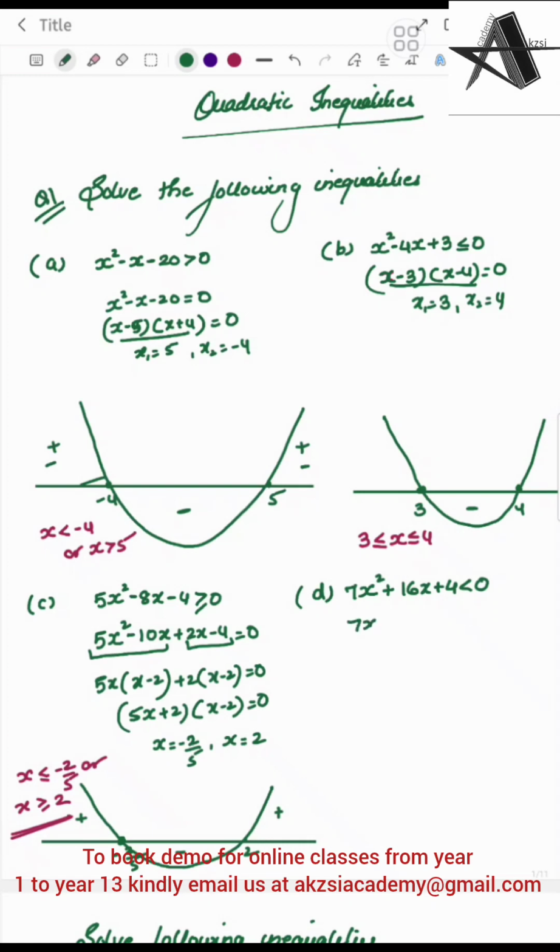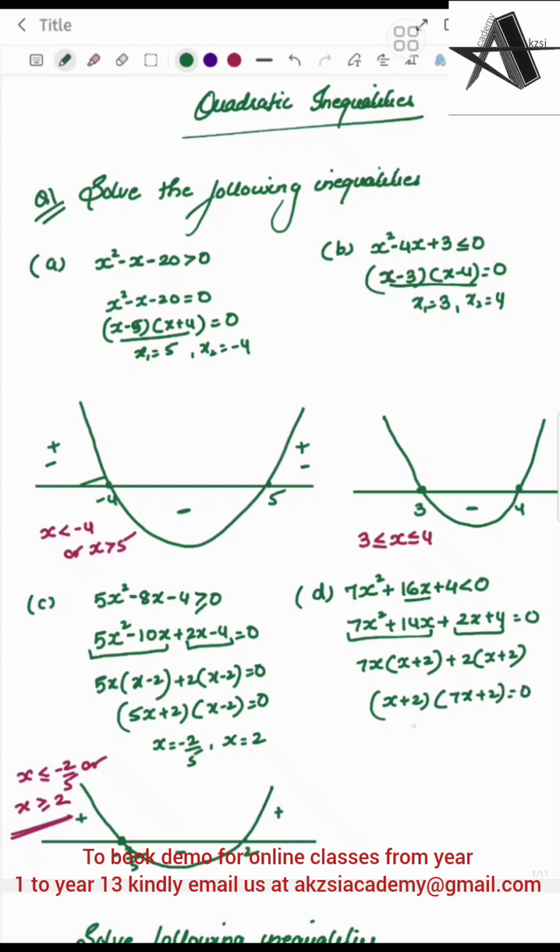So 7x squared, only splitting the middle term, it's going to be 7x squared plus 14x plus 2x plus 4 equals 0. Now making the pairs. Taking out 7x as common, the remaining would be x plus 2. And here taking 2 out as common, the remaining would be x plus 2. In these two terms, x plus 2 is definitely a common factor. So taking x plus 2 out, we get x plus 2 times 7x plus 2.